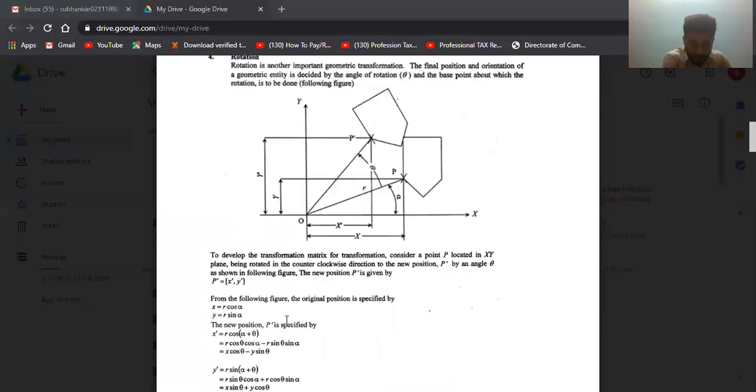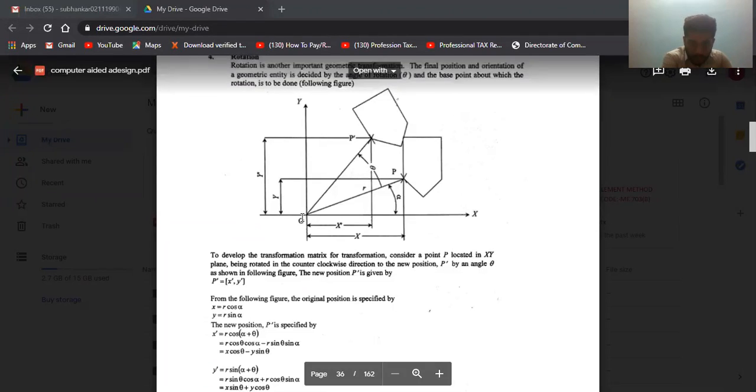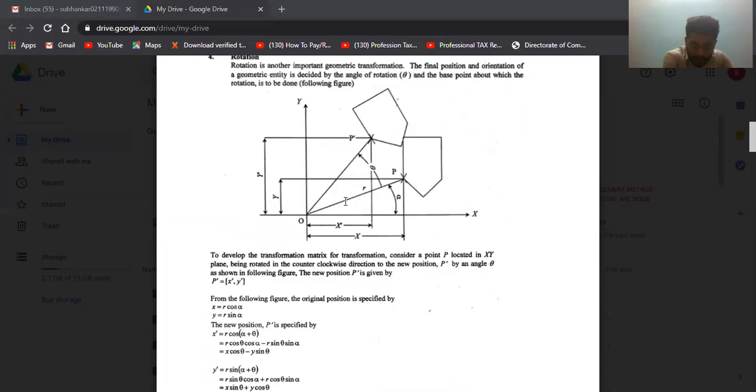How will I get it? See, from the original diagram. This is my original diagram. If I see, I am getting this triangle. This angle is alpha. If this is alpha, I can write that cos alpha is base by hypotenuse. Hypotenuse length is r. That means this object is placed at a distance r from the origin O. Yes or no?